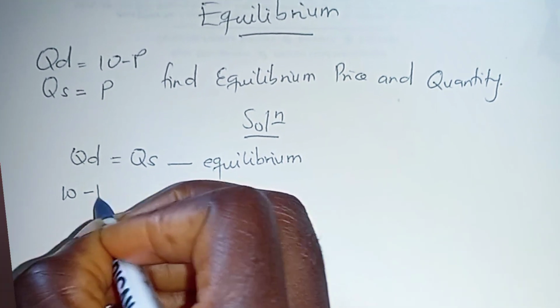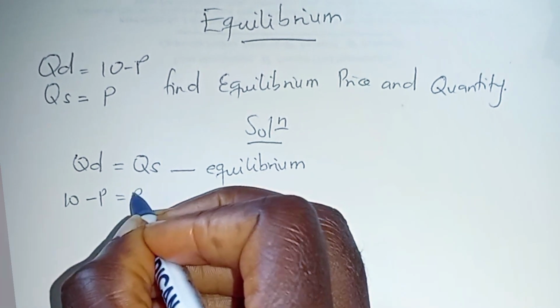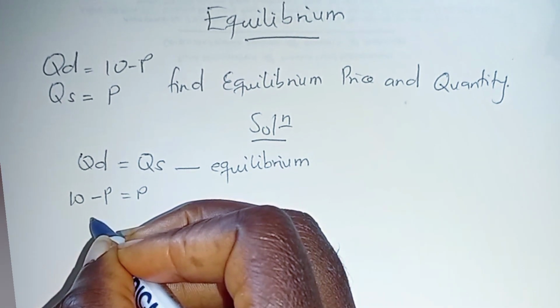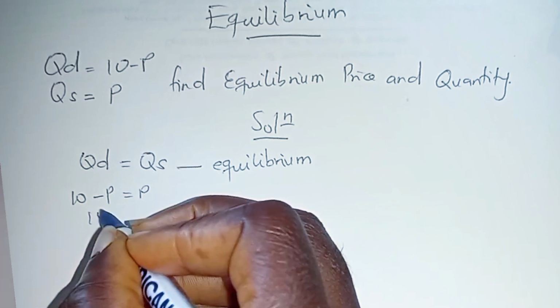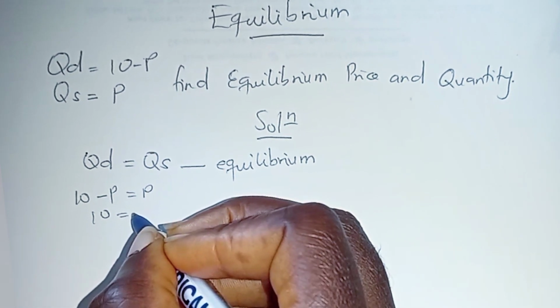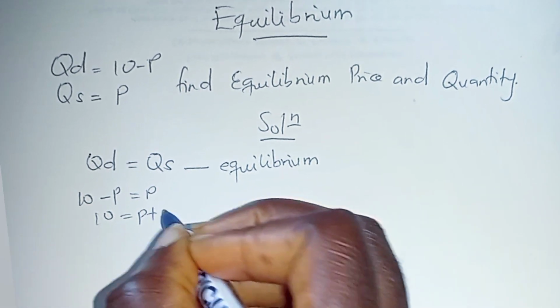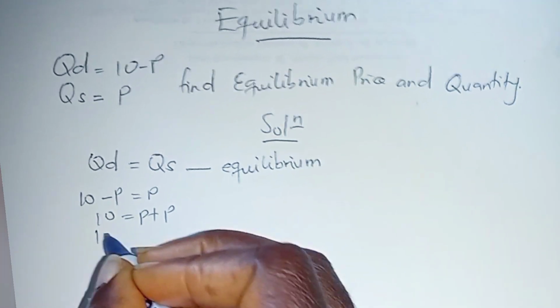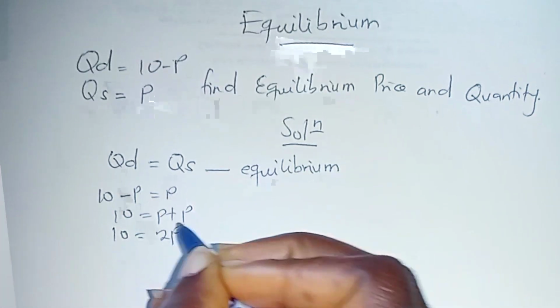So I equate 10 minus P to P. I have to group like terms, so P goes to the other side. Therefore, 10 is equal to 2P. We are finding P, so divide through by 2 to get 5.